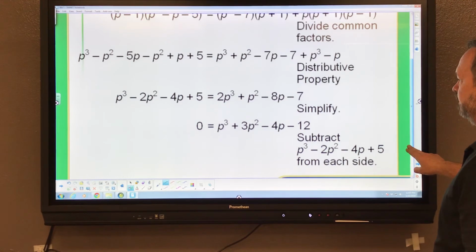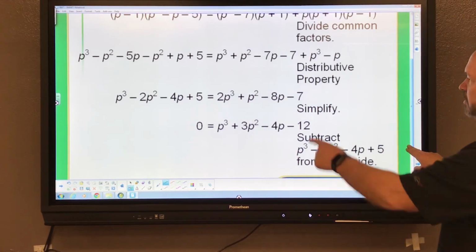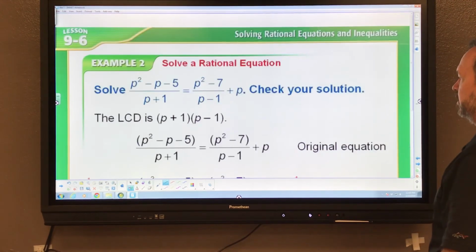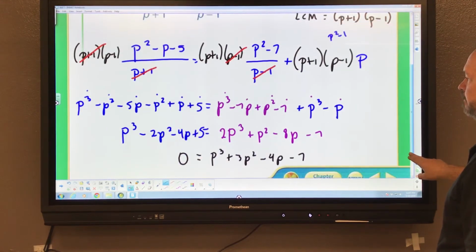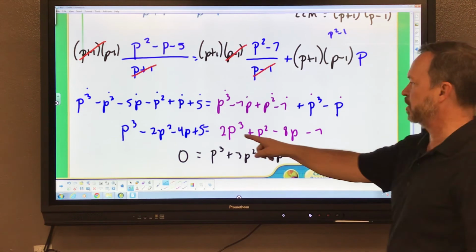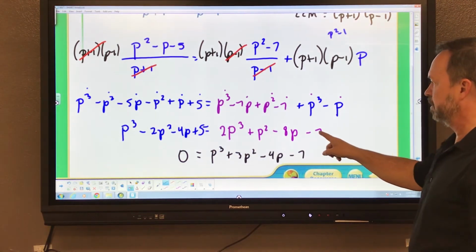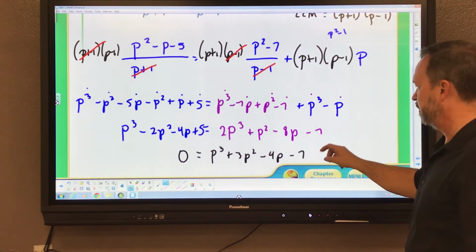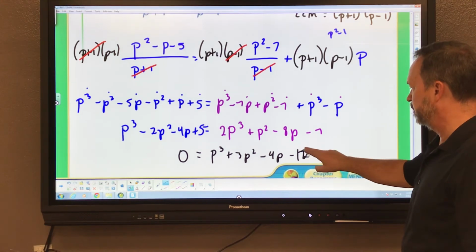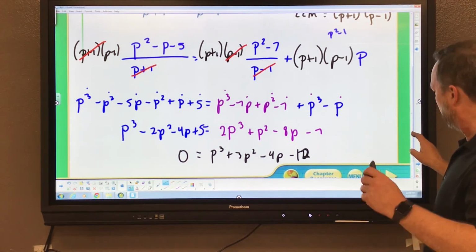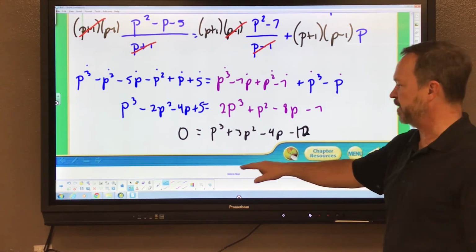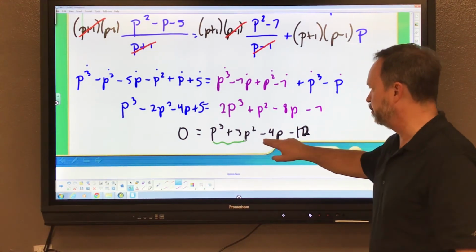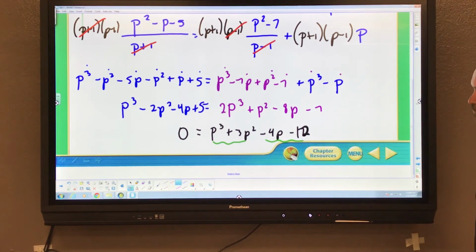Well, it's close. I lost my 5. That's what I did back over there. I didn't bring my 5 across. If I'd subtracted 5, I would have had to subtract 12, and then I would have had what they had. So I was close, closer than I thought for a second. So then, I think this is going to end up being grouping, because it's 4 terms, so it's going to be grouping.